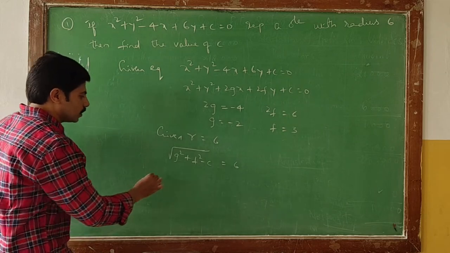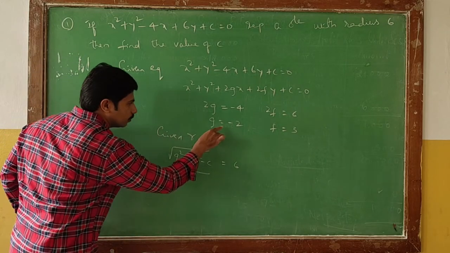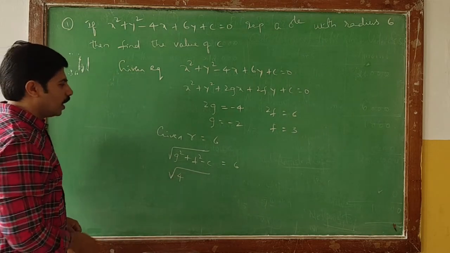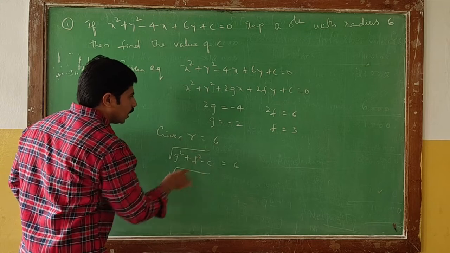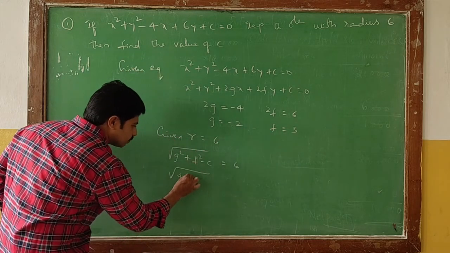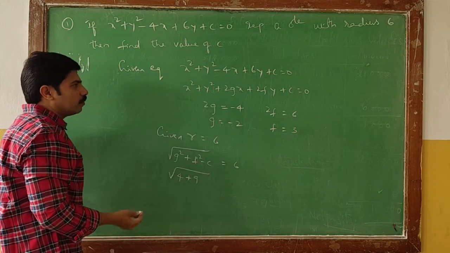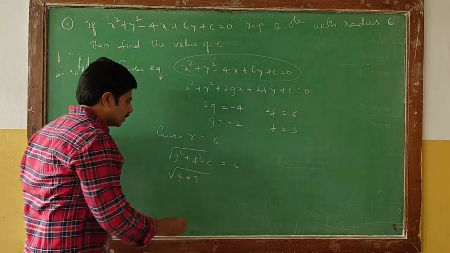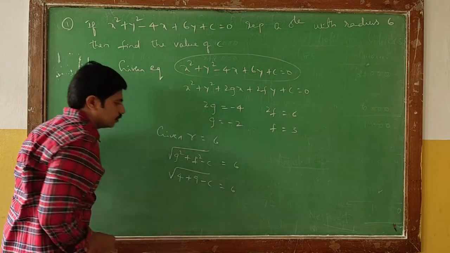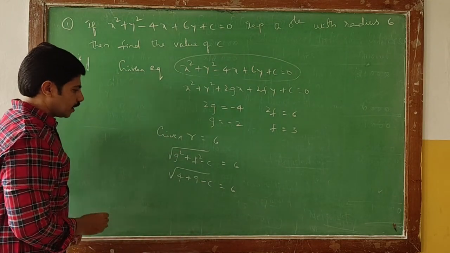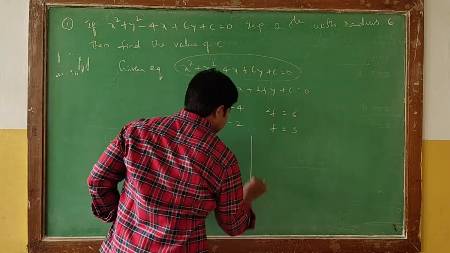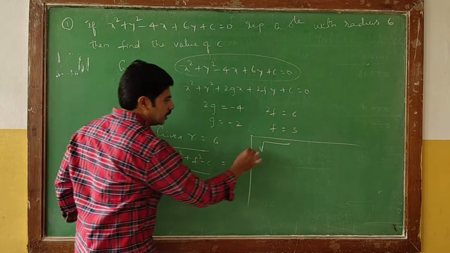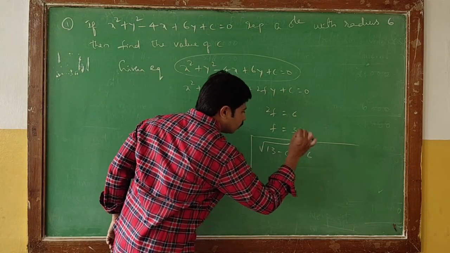Now I will substitute the values. Under root of g value, which is minus 2, so minus 2 whole square is 4. And f value is 3, 3 square is 9. And c value from this equation is c. So under root of 4 plus 9, 13 minus c is equal to 6.